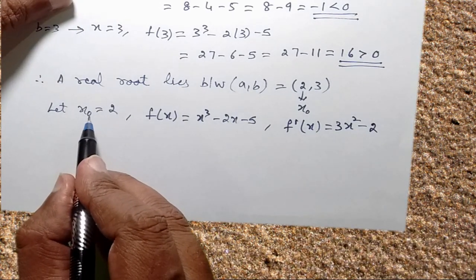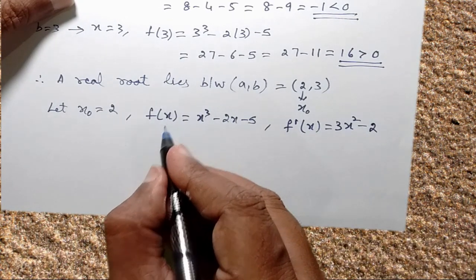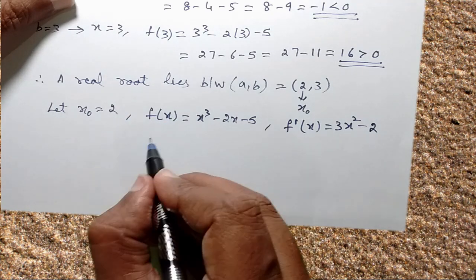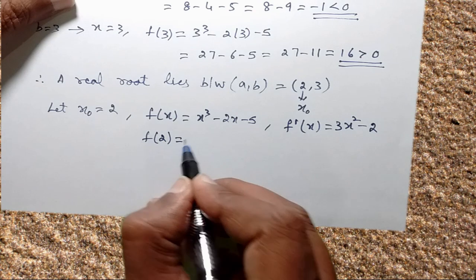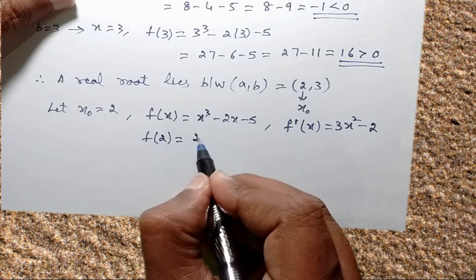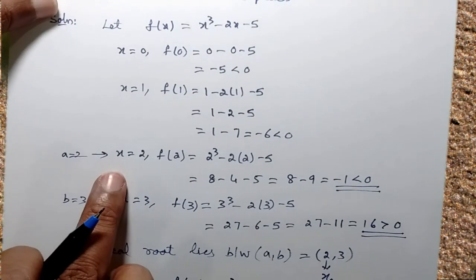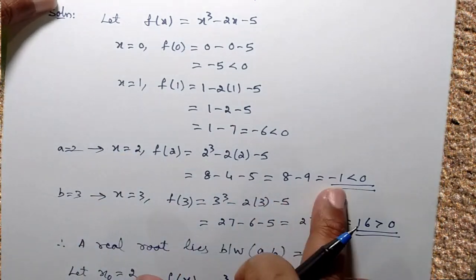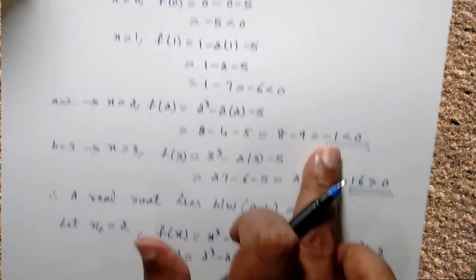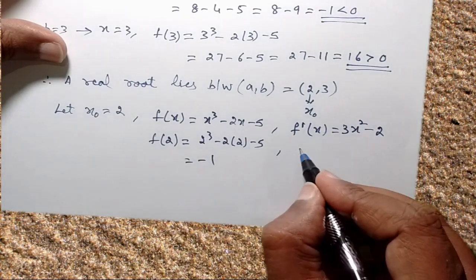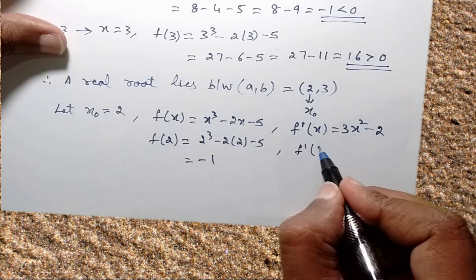Now I have to put x0 to be 2 over here. So put x as x0 and that x0 value to be 2. If you put 2 there, it becomes 2 cube minus 2 times 2 minus 5. This value at x equals 2 I have already evaluated. Its value is minus 1. So we will not repeat that one. So minus 1 has been obtained. Here f dash of, so x value you can put it as 2.